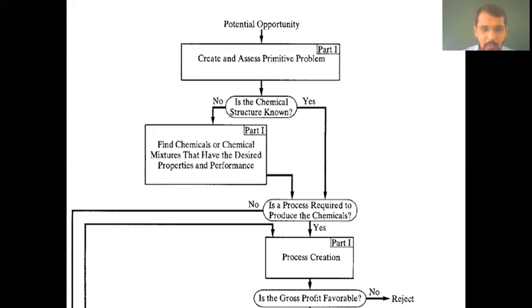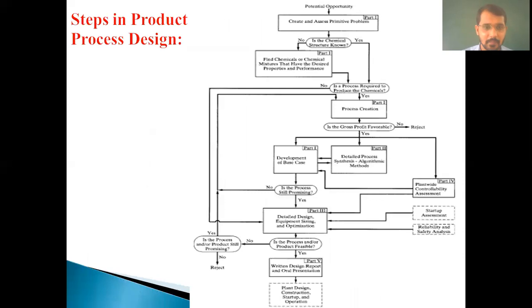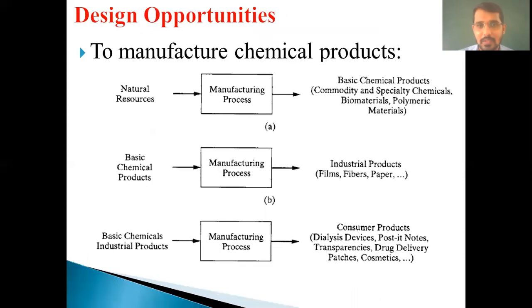So this is all about the steps involved in product process design. I will repeat these steps, because this is very important. So see and listen carefully. What is the first step? The first step is to find a potential opportunity. Second step, find problem statements. Once you have a potential opportunity, after that find the problem statement.